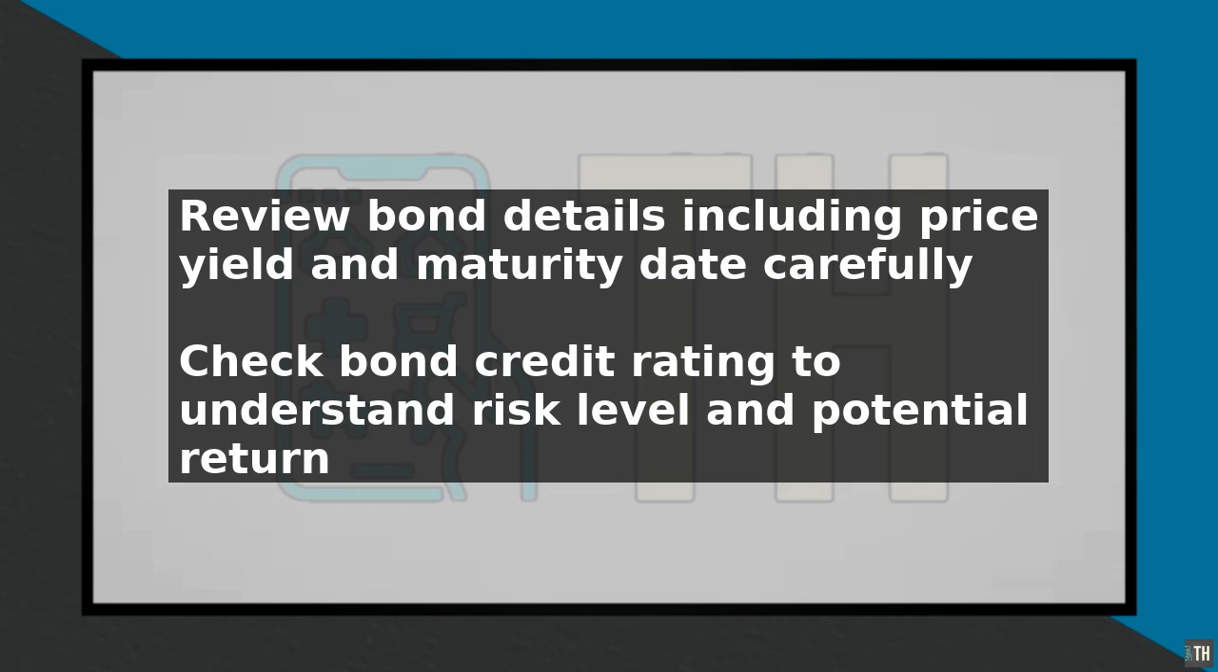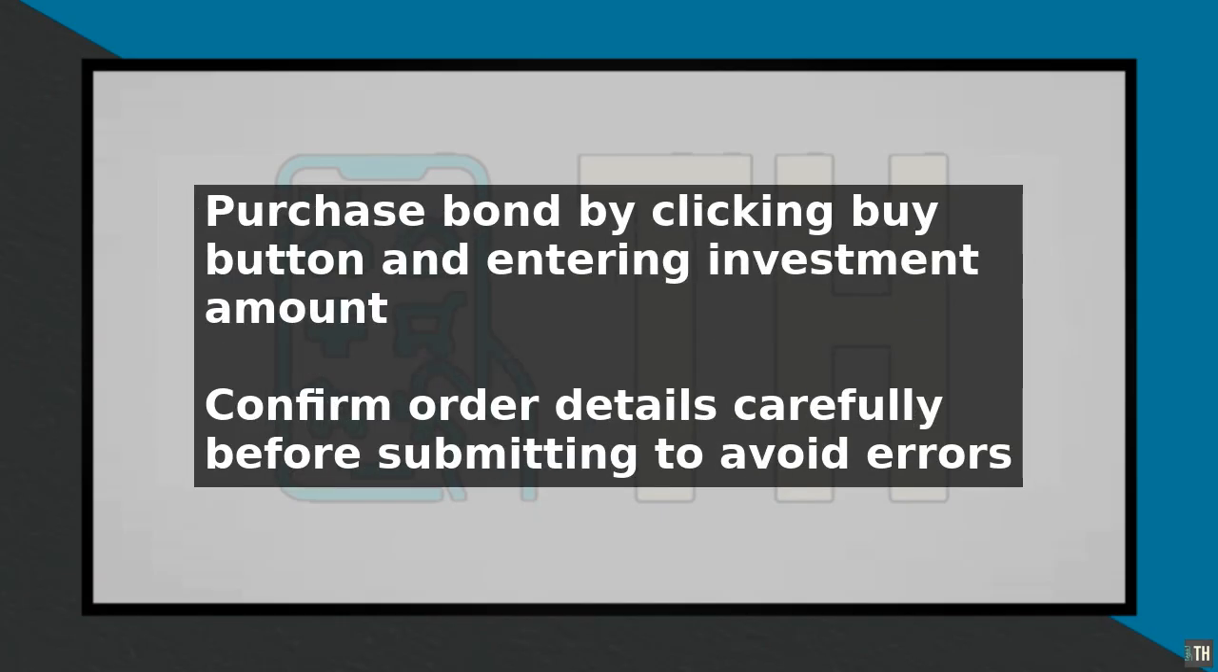Once you have purchased a bond, you can view its performance and track its value over time in the Webull app. You can also set up alerts and notifications to stay informed about any changes in the bond's price or credit rating.